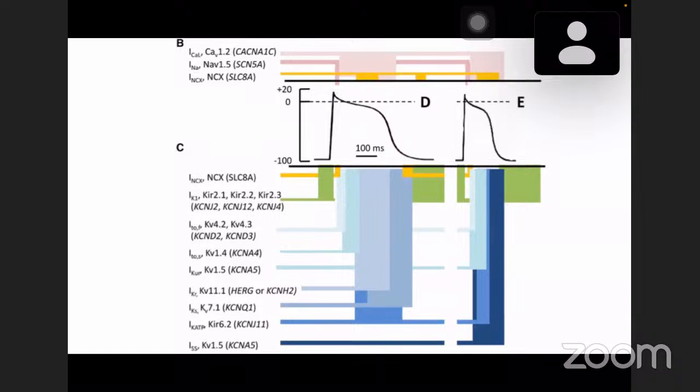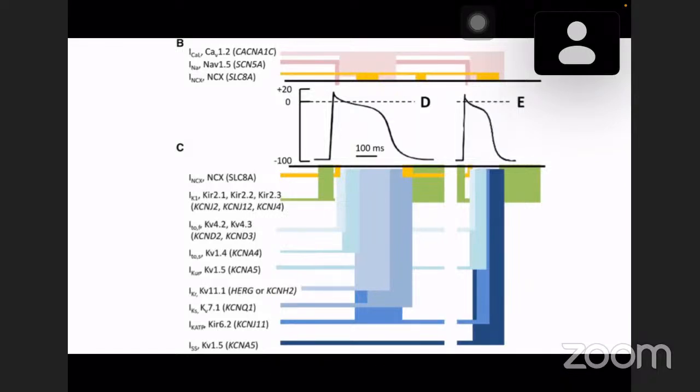You can see the first one, that is the late potassium inflow, late calcium inflow. It is acting in phase 2 in both atrium and ventricle. The sodium channels are acting in phase 1 in both atrium and ventricle. And these late sodium channels, this NCX, are acting in mid phase 2 or late phase 2 in both atrium and ventricles.